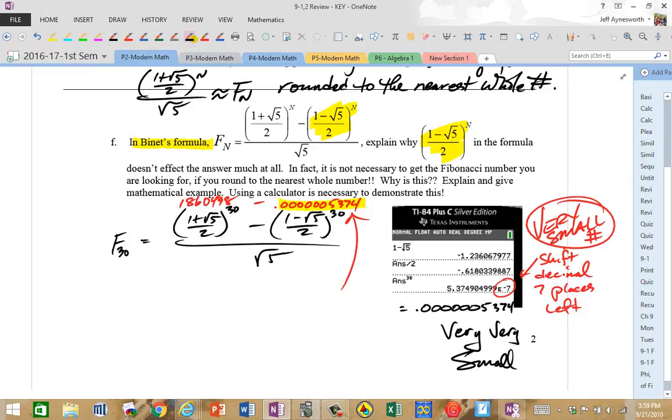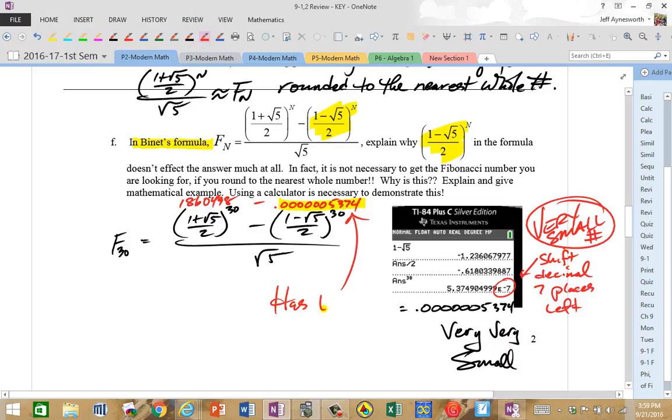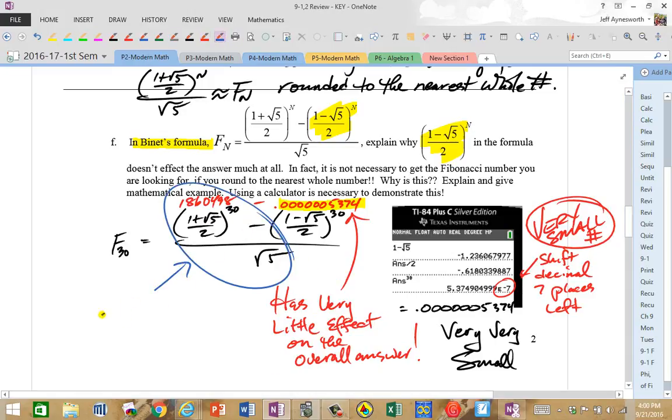This number that I'm talking about right here has very little effect on the expression. So let's put it in red. Very little effect on the overall answer. That's my Great Dane out there barking. And that's why only this part right here, let me switch to blue here, is the important part of Binet's formula.